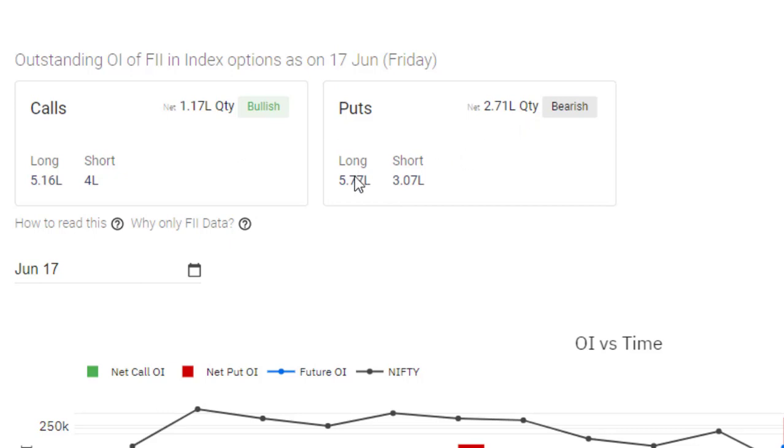At the same time, over here on the put side, you have 5.77 lakh long puts and 3 lakh short puts, meaning there are more long puts than short puts. Not all FIIs will have the same opinion. Some will think the market's going to go up, some will think the market's going to go down. But if you look at the number, 2.71 lakh quantity of long puts exist in the market, meaning that more people expect the market to go down. They have a bearish view.